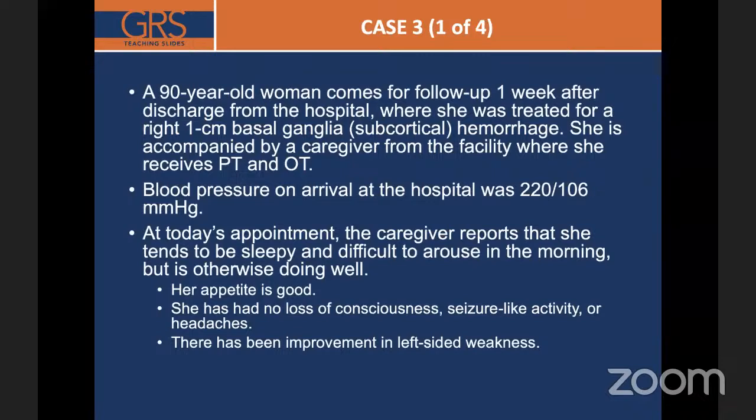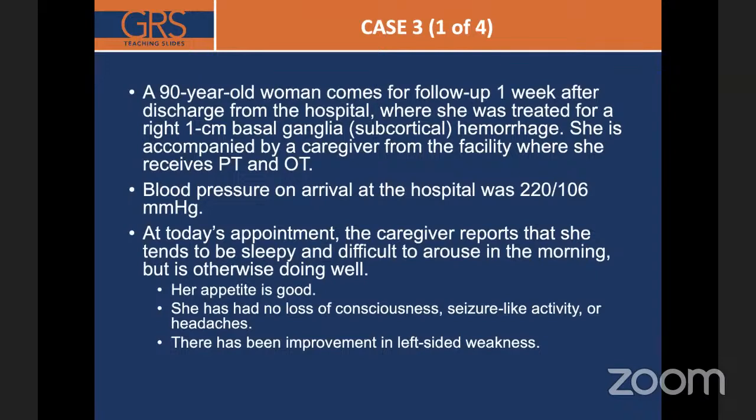So we're going to do the third case. It talks about a 90-year-old woman who comes for a follow-up 1 week after discharge from the hospital, where she was treated for a right 1 centimeter basal ganglia subcortical hemorrhage. She is accompanied by a caregiver from the facility where she received PT and OT.